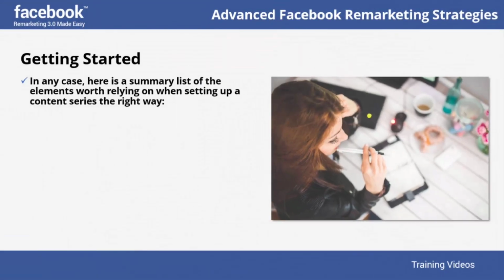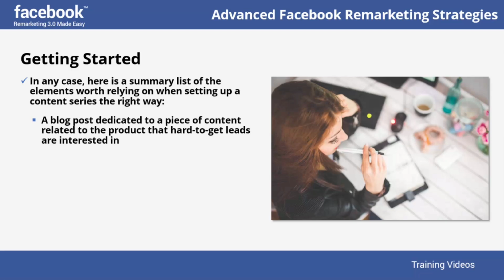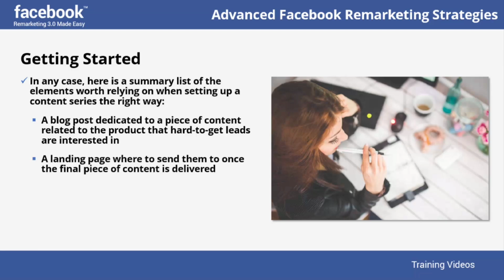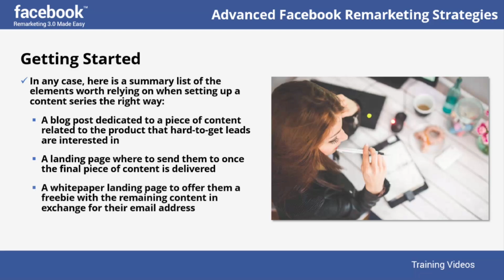In any case, here is a summary list of the elements worth relying on when setting up a content series the right way. A blog post dedicated to a piece of content related to the product that hard-to-get leads are interested in. This section needs to be delivered on a 3-part basis. A landing page to send them to once the final piece of content is delivered. Remember that this landing page summarizes the final aspects of the content in bullet list format. A white paper landing page to offer them a freebie with the remaining content in exchange for their email address.